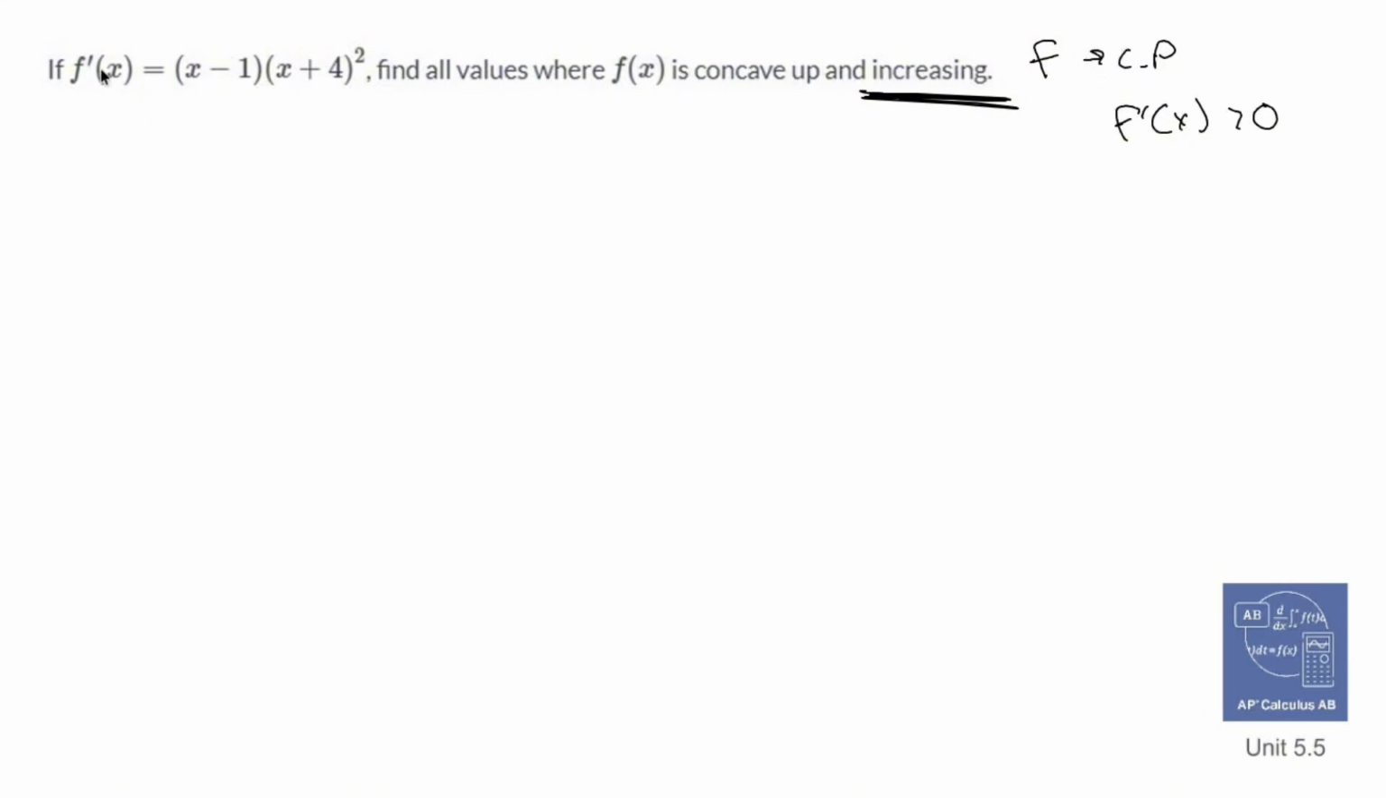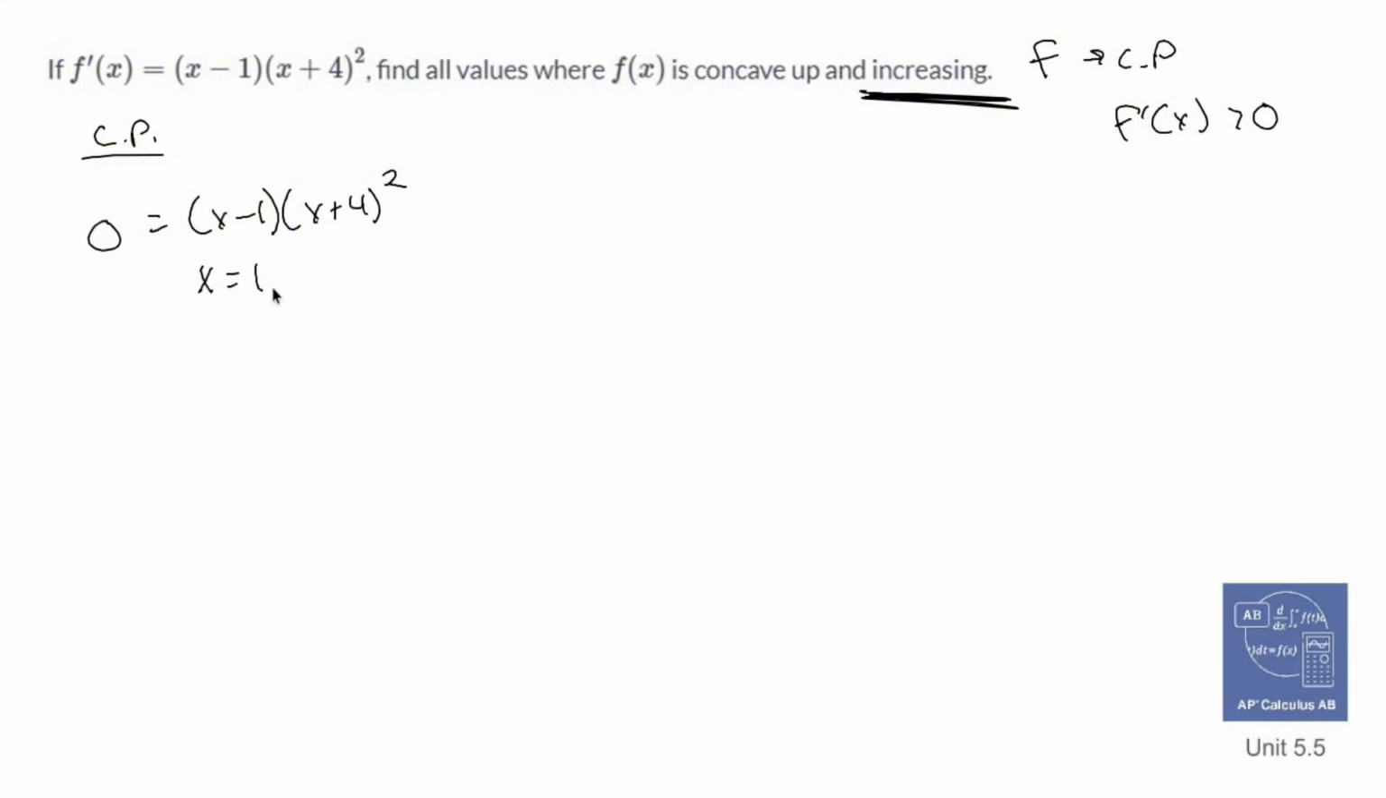Okay, so I already have the derivative, so I can find the critical points. The critical points are going to be found by setting this equal to 0, x minus 1, x plus 4 squared, and finding out what my critical points are by doing the zero product property.